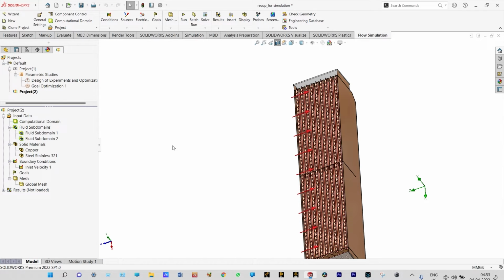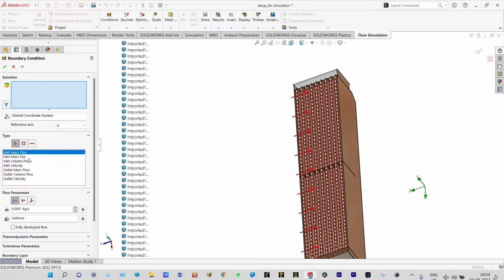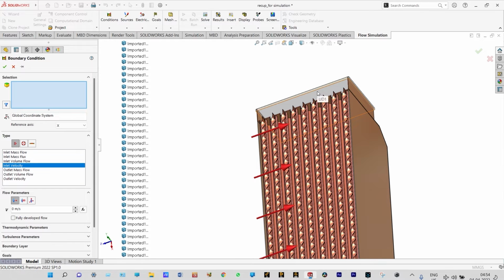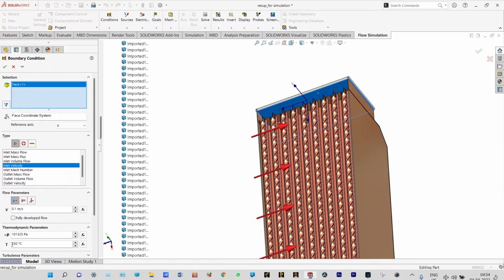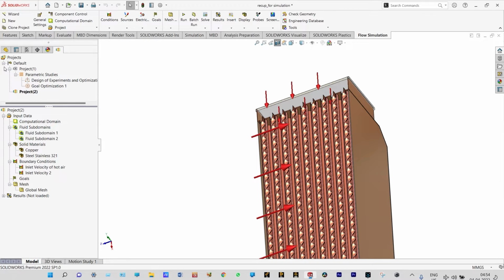Another boundary condition is needed. That means we need to provide water from here at a temperature of 20 degrees centigrade and at a velocity of 0.1 meter per second. We can rename this one also again as inlet velocity of hot air. Second one, insert boundary condition, and it will be inlet velocity, and it will be coming out from this location, and velocity it will be 0.1 meter per second, and thermodynamic parameters it will be 20 degrees centigrade. Green check. It's done.